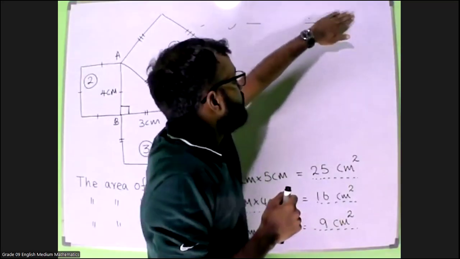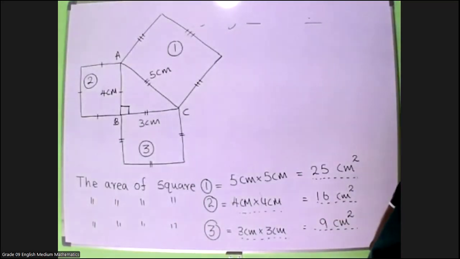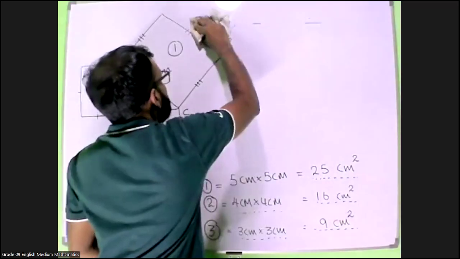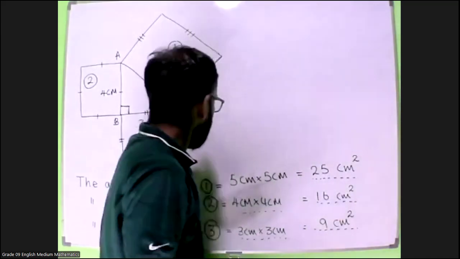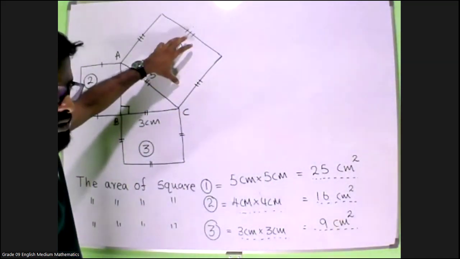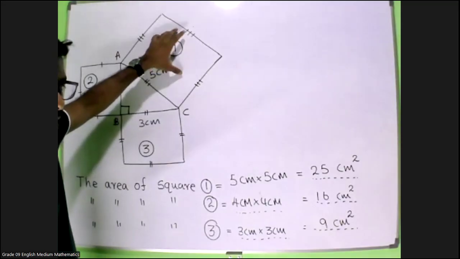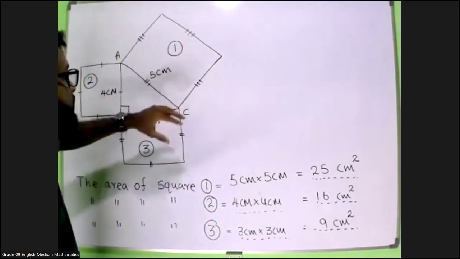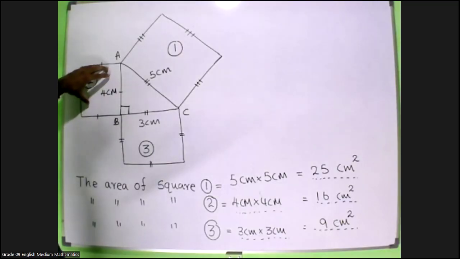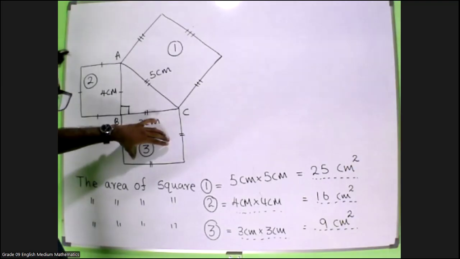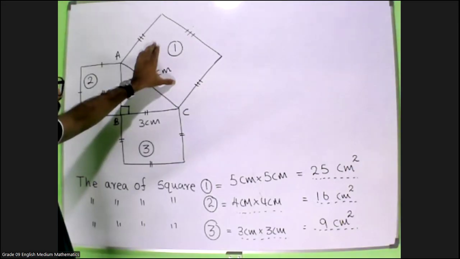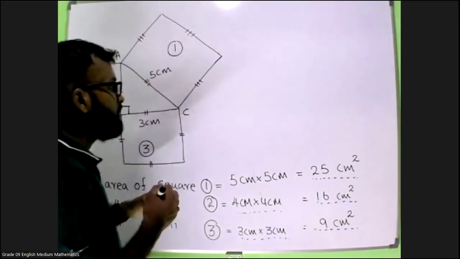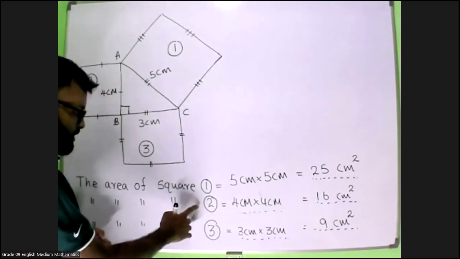I will clear my title as well. Now look at the book. There is a relationship between these areas. Areas of the squares, you can build a relationship. If you get the addition of the areas of the square number 2 and number 3, it will be equal to the area of the square number 1, right? Let's see.